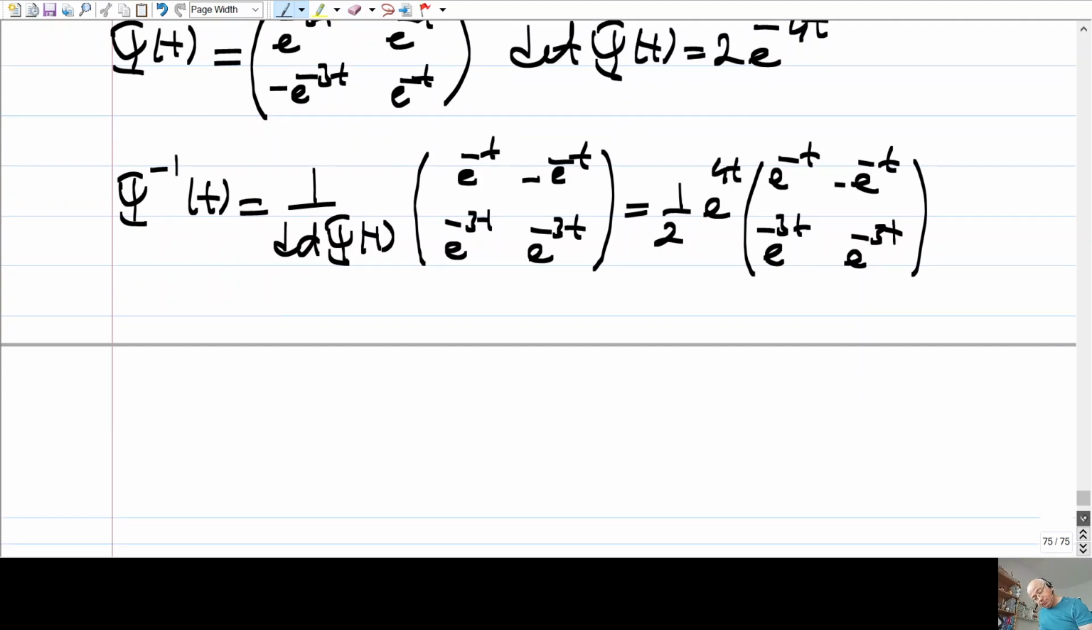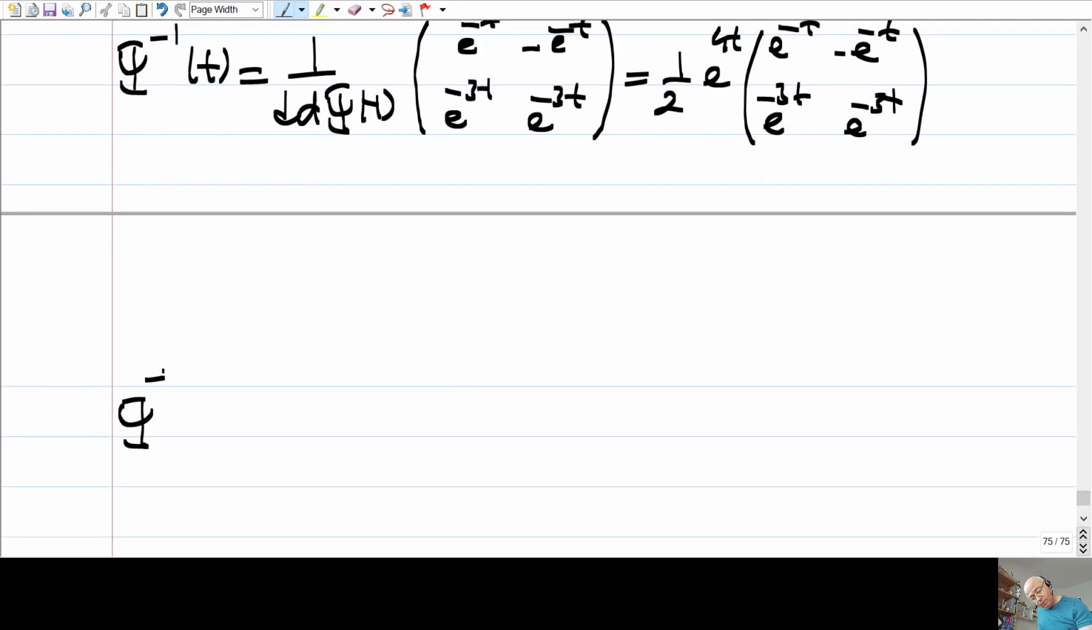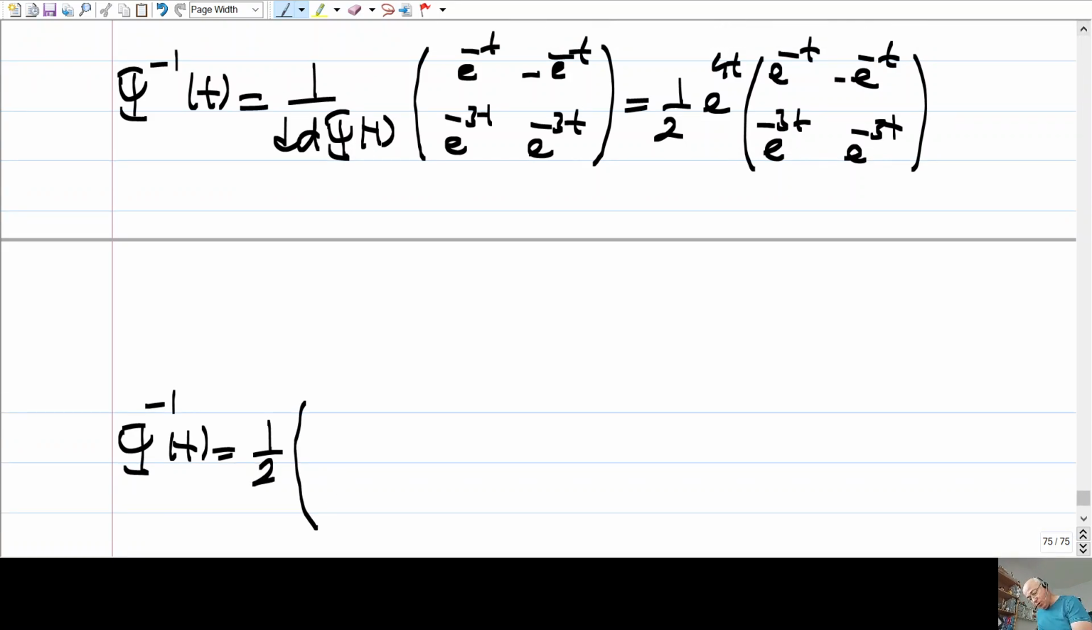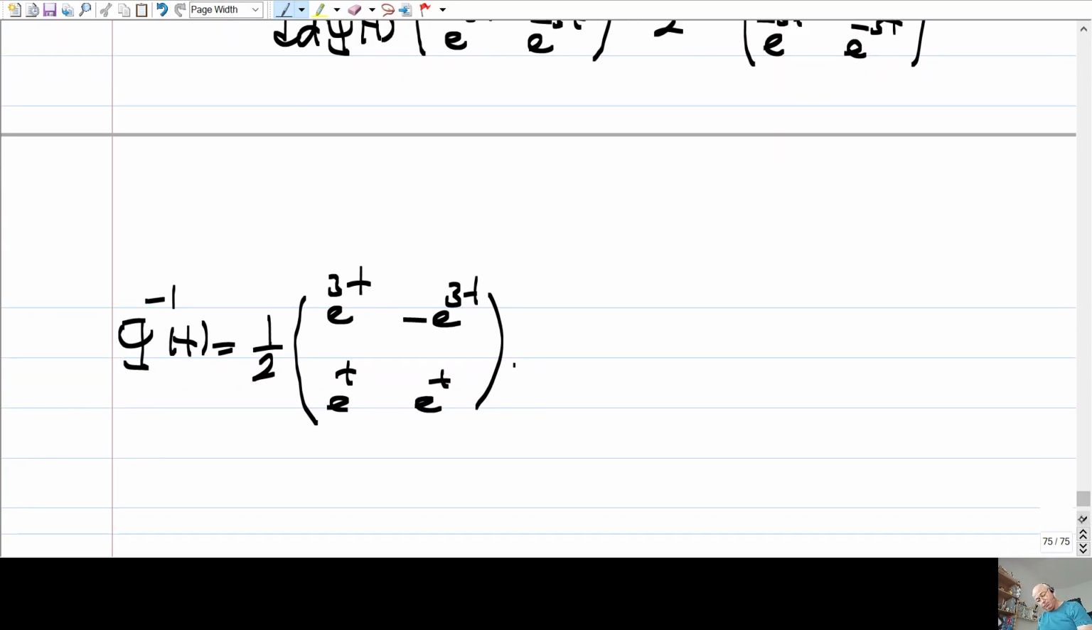Yes, so what is this then? Well, this is just 1 over 2 times, okay, I multiply with e to the power 4t, the matrix. So I get e to the power 3t, minus e to the power 3t, and then e to the power t and e to the power t. All right. So this is the inverse of the fundamental matrix.